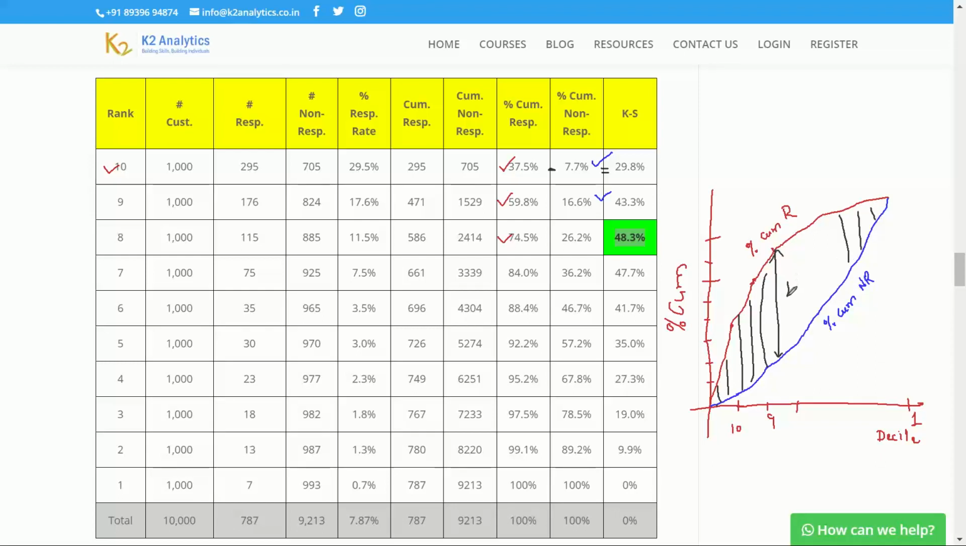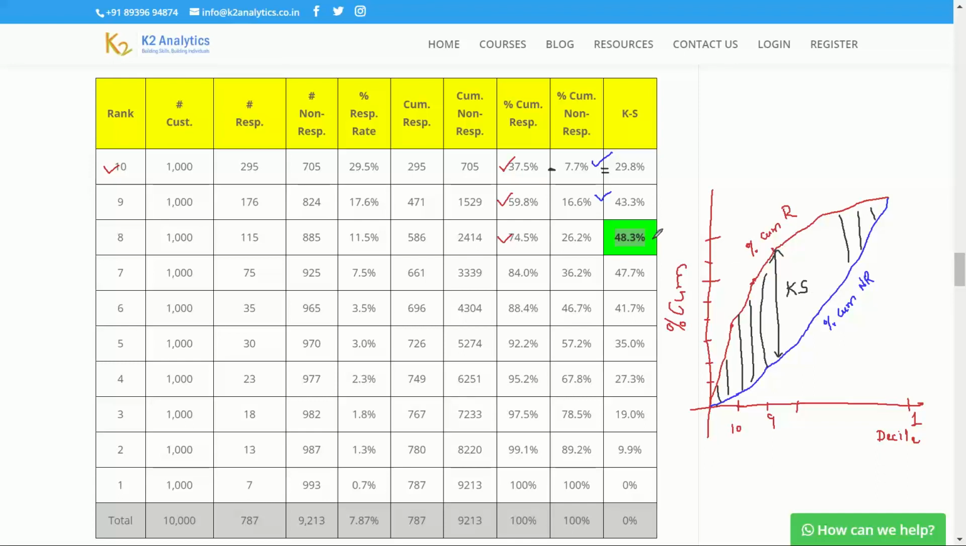The point of maximum separation between the cumulative responders and non-responders is called the KS statistic. So in short, how good the model is able to separate the response segment from the non-response segment, that measure is quantified at a particular point where you get the maximization. That maximized separation point, we take it and call it KS.